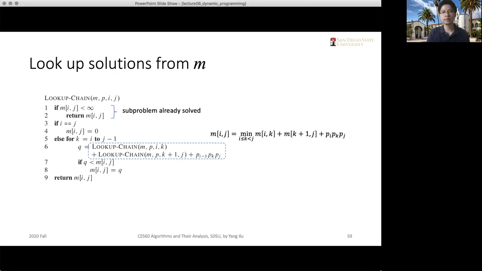Another common place is that at the beginning of the helper function, it always checks whether a subproblem is solved or not. It will avoid solving the same problem repeatedly. Okay?